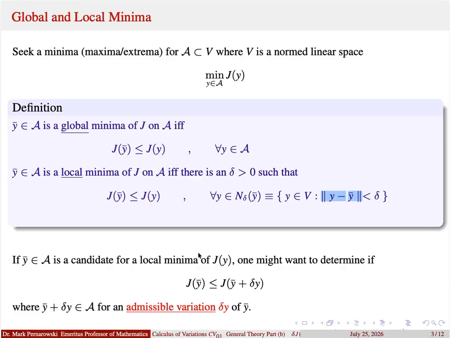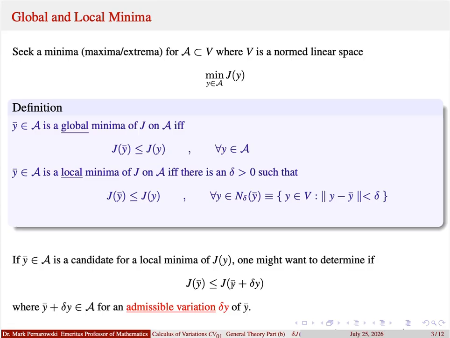Now, once we know what local and global min are, the general scenario later on is that we're going to be assuming we have a candidate for the local min. We want to find that local min. And we're going to do a little trick where we compare the value of J to the value of J nearby. And what I mean by nearby is I'm going to take y bars that are a distance, or a functional distance, delta y away from y bar.